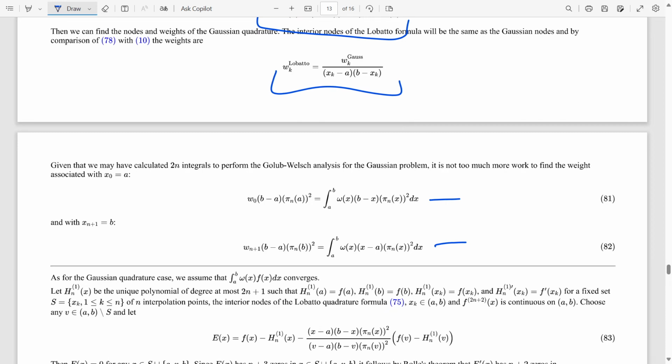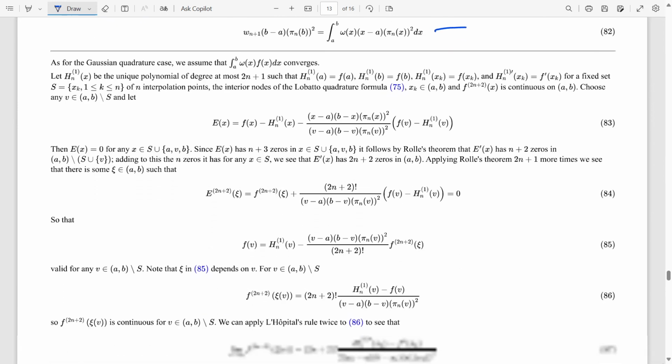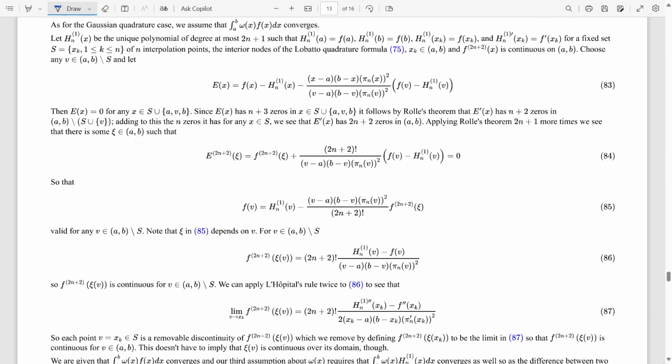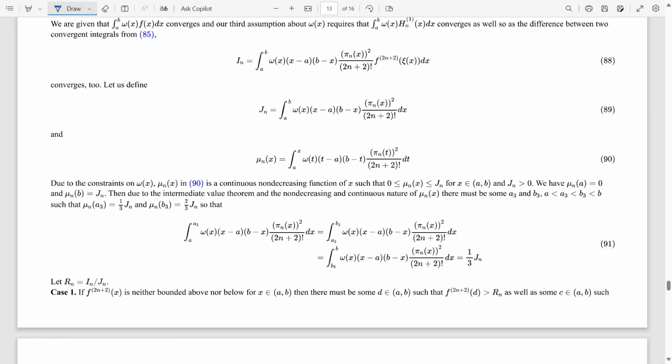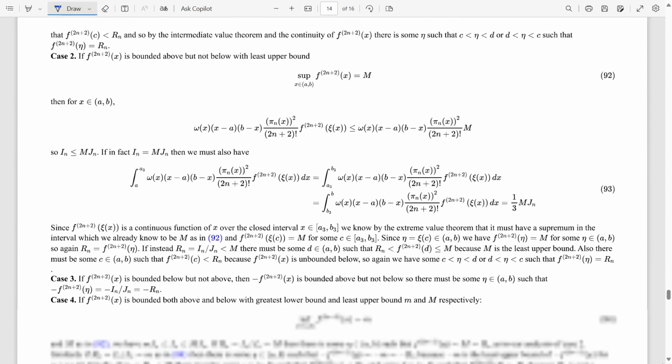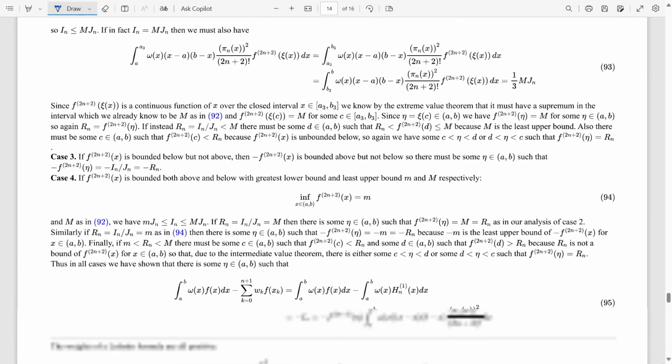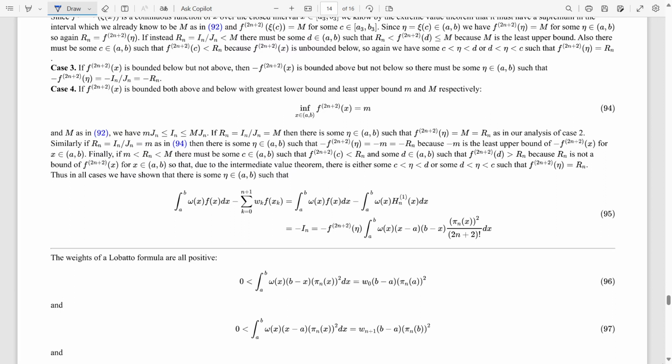The interested viewer can pause and print screen for details. Okay, pause there. The result is, of course, that Lobatto formulas are also definite.